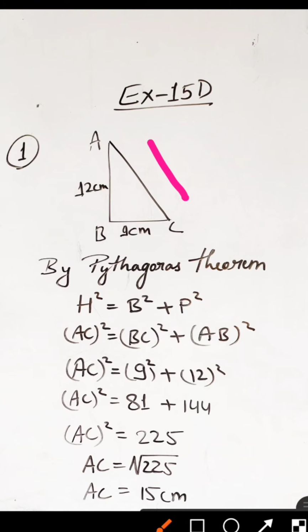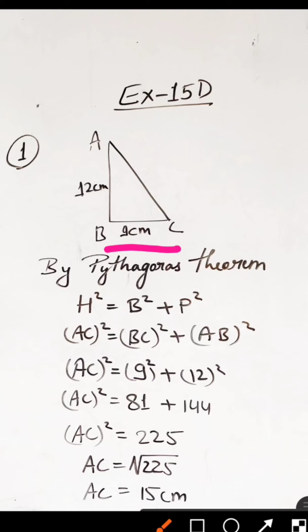AC is the hypotenuse. So by Pythagoras theorem, hypotenuse square is equal to base square plus perpendicular square. Hypotenuse is AC, base is BC, and perpendicular is AB. So in place of hypotenuse we write AC, in place of base BC, and in place of perpendicular AB. We don't know the value of AC, so we write it as it is, and in place of BC we write 9 square. In place of AB we write 12, so AB square means 12 square.